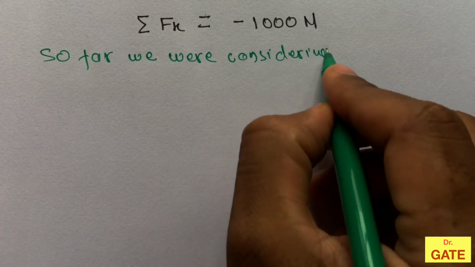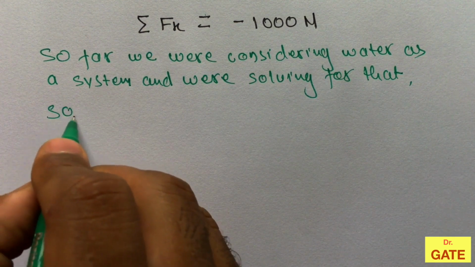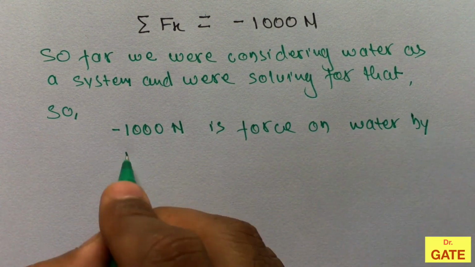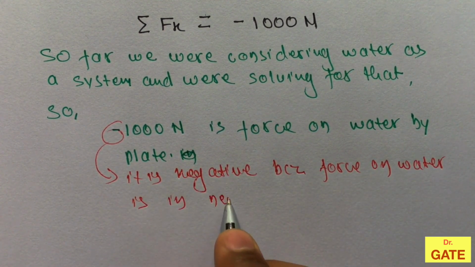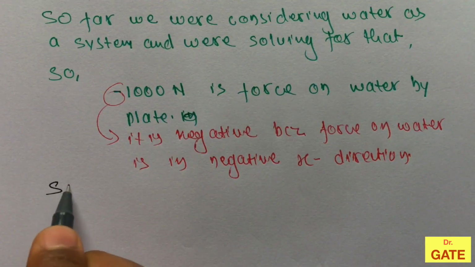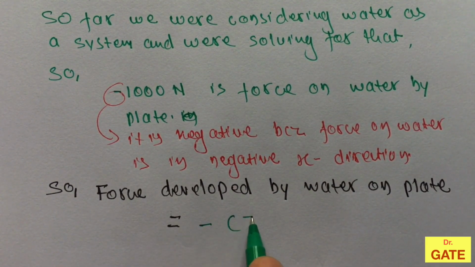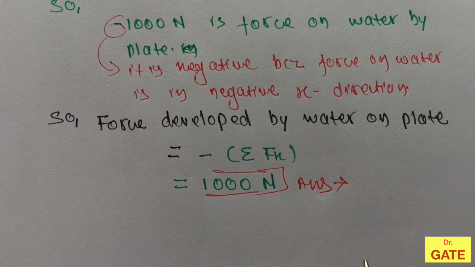So far we were considering water as a system and solving for that. So minus 1000 Newton is the force on water by the plate. It is negative because the force on water is in the negative x direction. So the force developed by water on the plate is the negative of that one, which is 1000 Newton. So option A is correct.